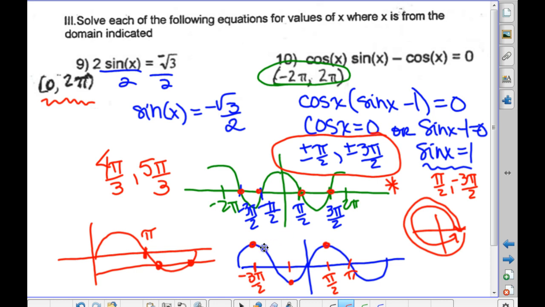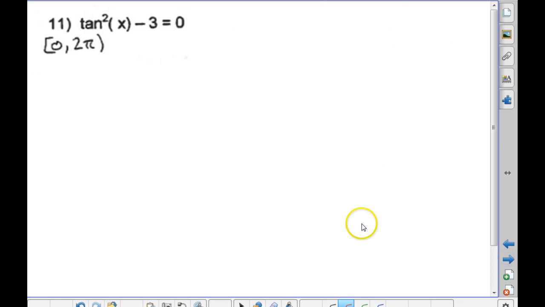Anybody else have a question? All right, number 11 is pretty straight up, and it just wants answers from 0 to 2 pi. Can you guys try this one on your own? Anybody want to come up and put it on the board? Put some notes up there, talk about it, anything?